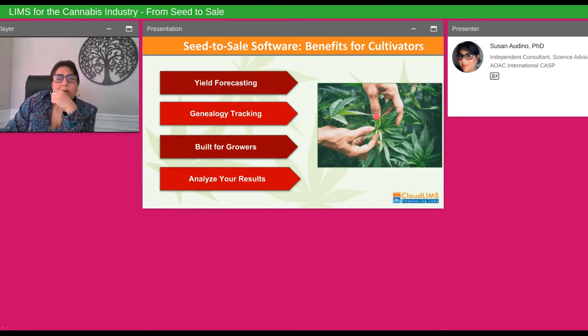With respect to the cultivators, they can forecast the yield. We can look at tracking the genealogy of a plant or selection of plants. It's essentially built for growers here, and it gives everybody an opportunity to analyze those results, again, in a more comprehensive or complete manner. So very, very utilitarian function here for cultivators.